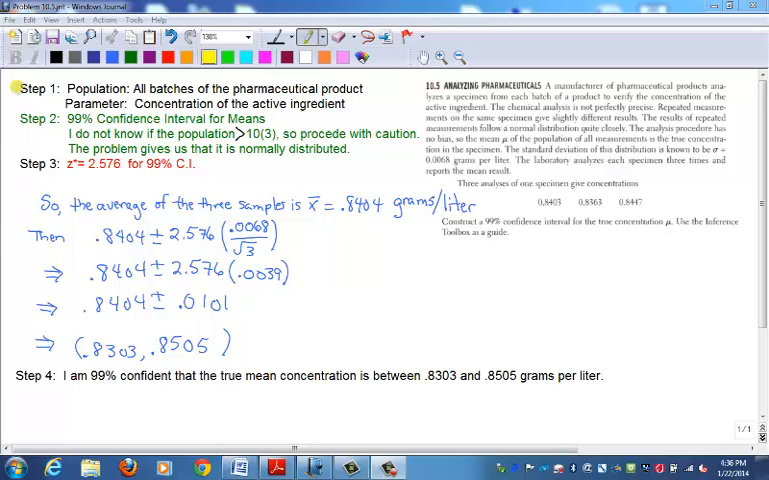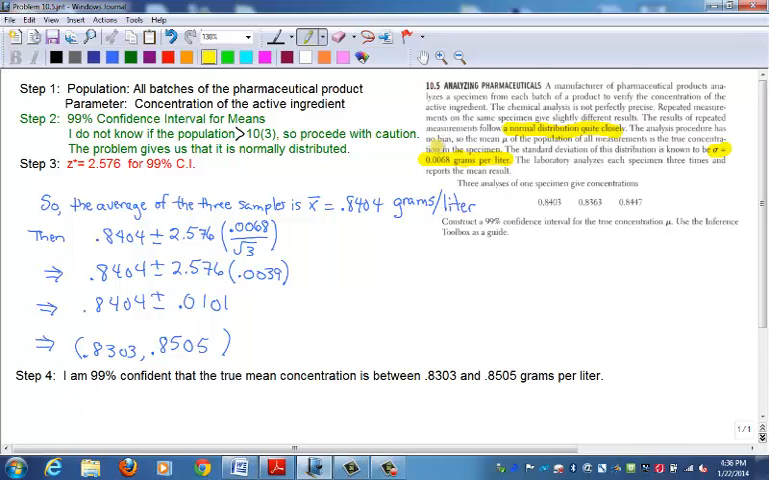But when we start going through the problem and we're reading it, we notice in there that it says that it's normally distributed. It says that the mean of the population of all measurements is the true concentration of the specimen. It says the standard deviation of the population distribution is 0.0068 grams per liter. And this is the only time in the problem they actually mention units. So if you're not careful, you'll miss the units.